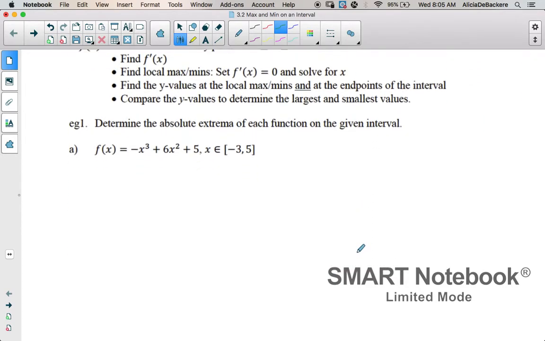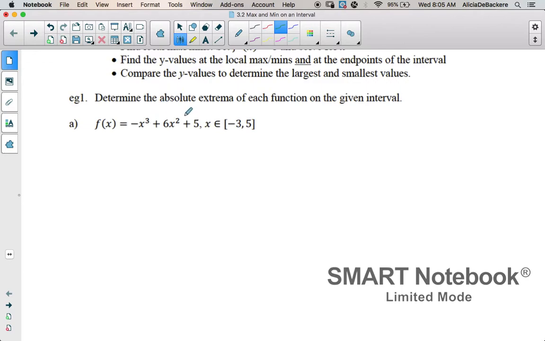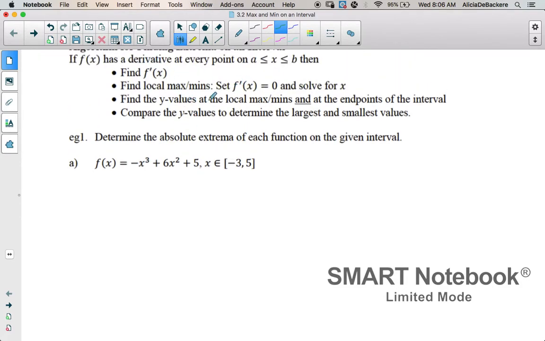All right, so we're going to try this. We've got a cubic function here, so you might remember that it kind of does look like this. I don't need to graph it here, though. All I'm going to do to find the absolute extrema on the given interval is take the derivative and set it equal to 0 to find those x values. Those are my first 2 steps.